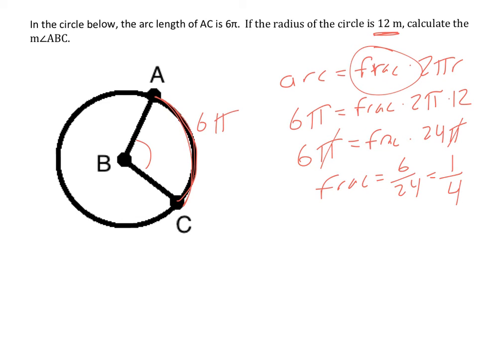So how many degrees is that? Well, remember there's 360 degrees in a full circle times 1/4. So this is 90 degrees. That's how we can figure this out. And then we can go back and do it again. We can rerun this forward.